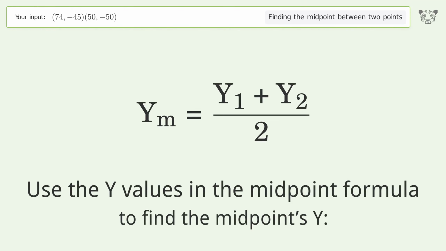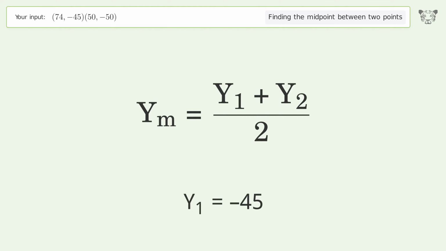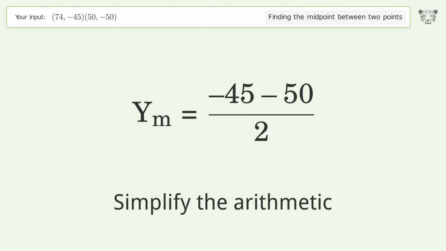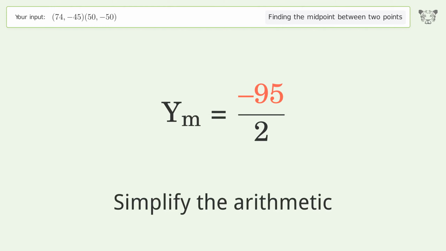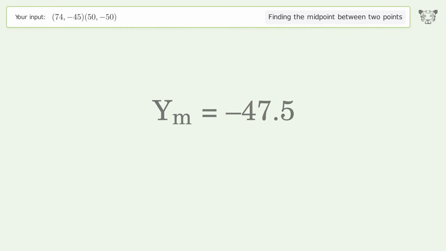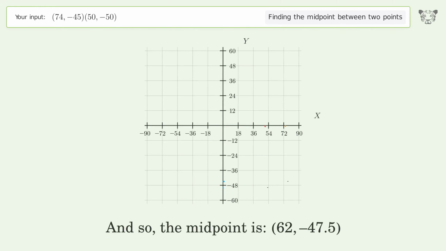Use the y values in the midpoint formula to find the midpoints y. y1 equals negative 45. y2 equals negative 50. Simplify the arithmetic. And so, the midpoint is 62, negative 47.5.